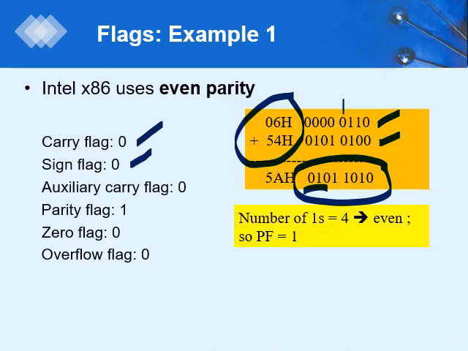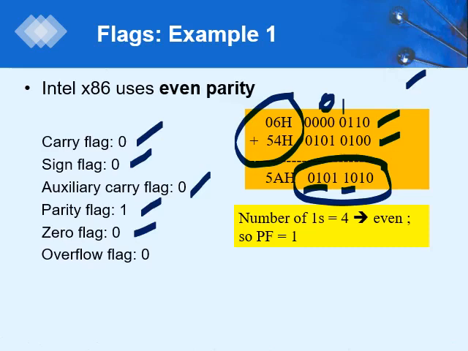So what is auxiliary carry? If we have 8 bits, it is the carry between bit 3 and bit 4. Since 1 plus 0 is 1, we don't have a carry there, so our auxiliary carry is 0. Next, the parity flag. We are using even parity. How many 1s are there? 1, 2, 3, 4. So 4 is even. So our parity flag is 1 for even, and 0 for odd. Our result is not 0, so our zero flag is not set. Not set means 0. Set means 1.